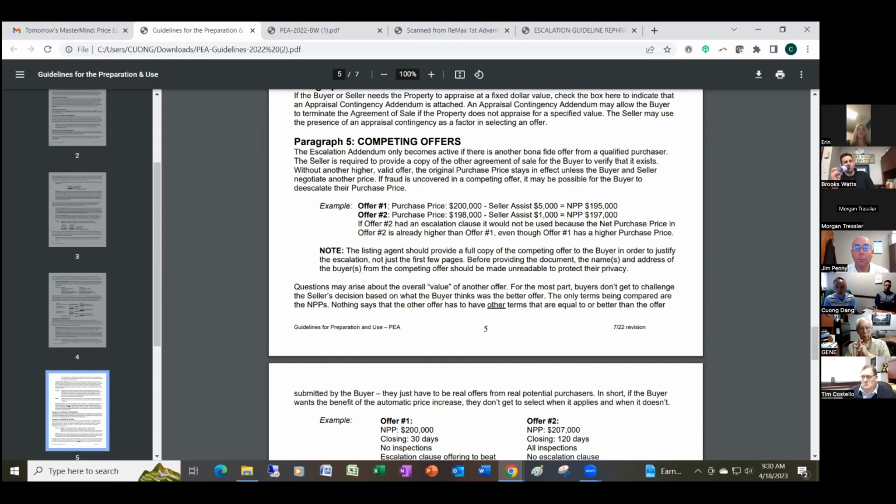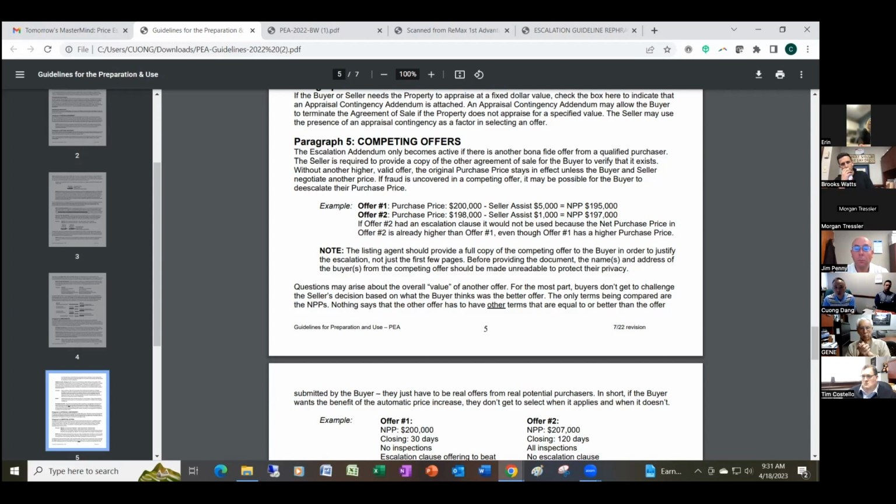Offer number 1, purchase price $200,000, seller assist $5,000. So the net purchase price in this scenario is $195,000. Okay. Offer number 2, purchase price is $198,000. Seller assist is only $1,000. So the net purchase price is $197,000. Okay, so we're comparing $195,000 to $197,000.